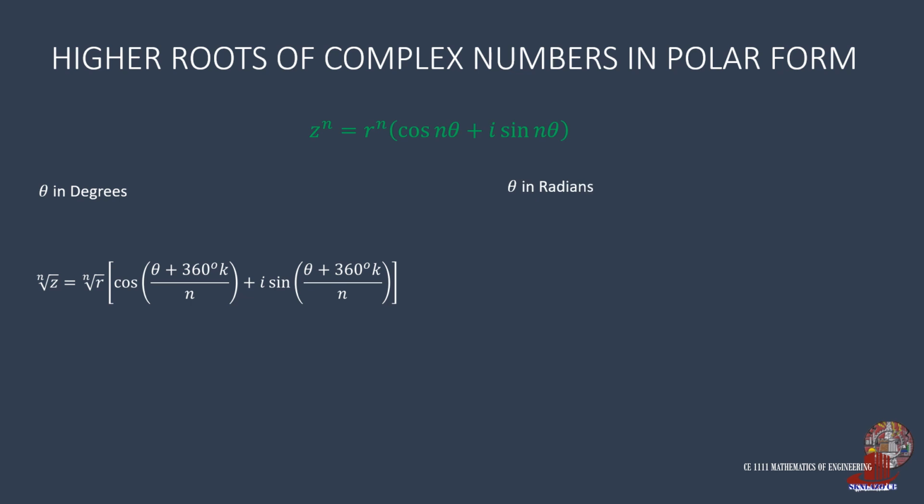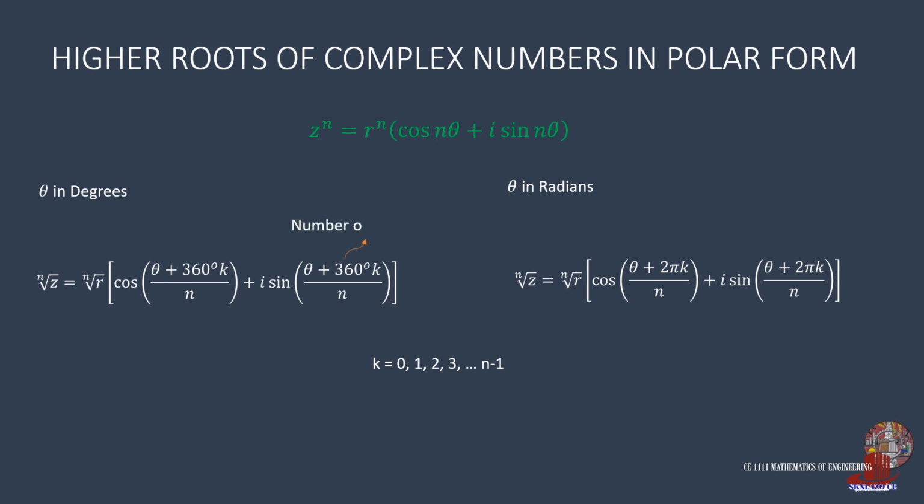When theta is in radians, the formula is the nth root of r times cosine of theta plus 2 pi times k over n plus i times sine of the same quantity. k is taken from 0 to n minus 1, which will automatically also give the number of roots. Take note that 360 degrees times k, or 2 pi k, represents one whole revolution.